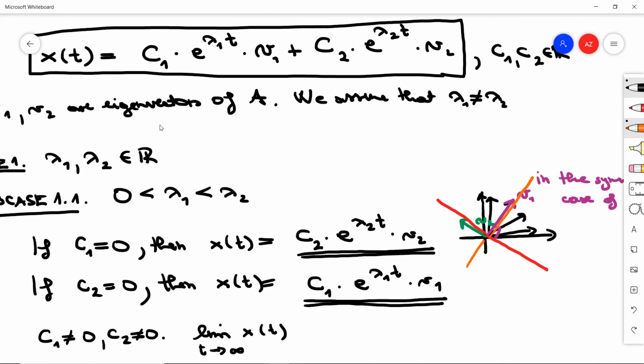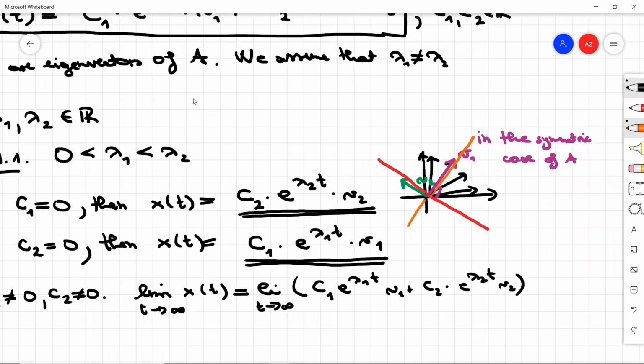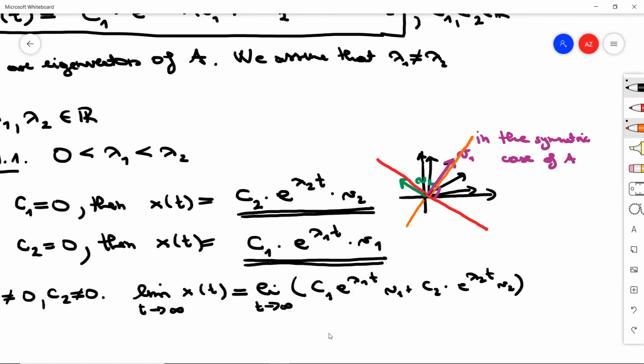What is happening with this solution? This is the limit when t goes to infinity of the expression C1 times e to the power of lambda 1t V1 plus C2 times e to the power of lambda 2t V2. Now, when t goes to infinity, V1 and V2 have fixed length, let's say 1, but it doesn't matter, and C1 and C2 are fixed constants, so they don't matter. In the infinity, those two real numbers have to be compared.